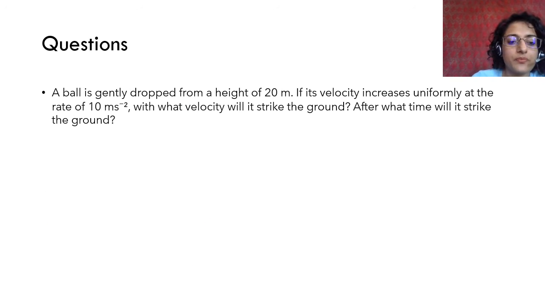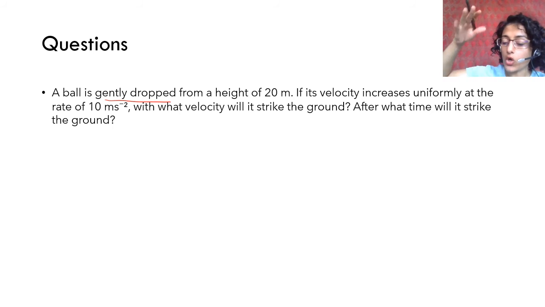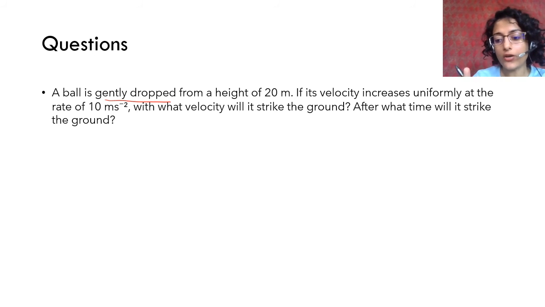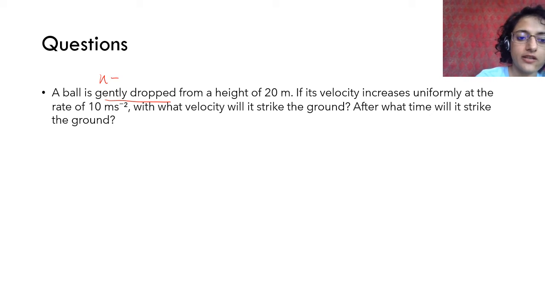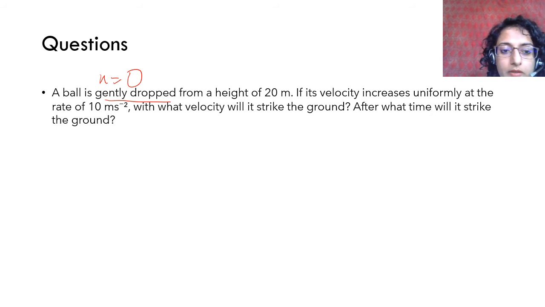The next is, a ball is gently dropped from a height of 20 meter. Gently dropped. The ball has not been forcibly dropped. उसको speed नहीं दी है. The ball has been gently dropped, which means initial velocity we can consider to be 0. From a height of 20 meter. Distance is given 20 meter.